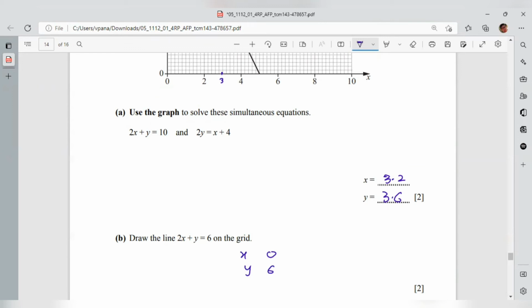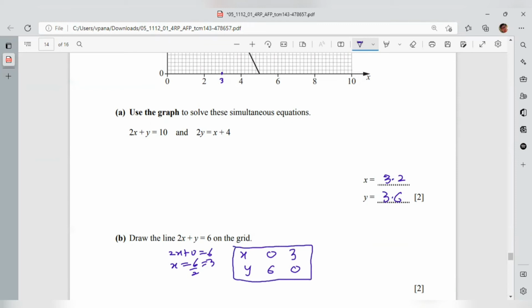And if you put y = 0 over here, 2x + 0 = 6, so you get x = 6/2, which is 3. So knowing just 2 points, you are able to draw the line. So we now know the points to be drawn for the line 2x + y = 6 on the grid. We will be plotting these points on the grid now.